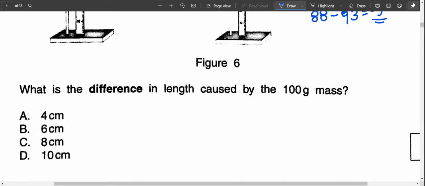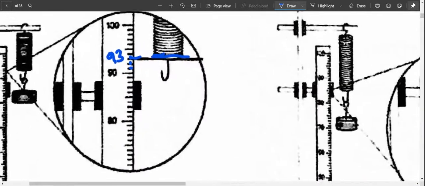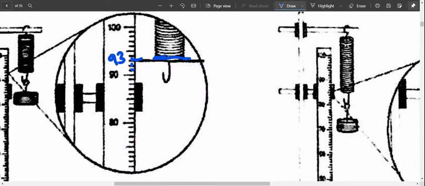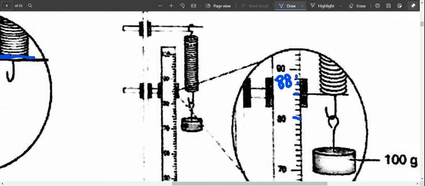Therefore, the answer is not there. Let me double check again. 90, 91, 92, 93. And the one here is 80, 81, 82, 83, 84, 85, 86, 87, 88. Oh, it's at 85. I looked at the wrong thing.